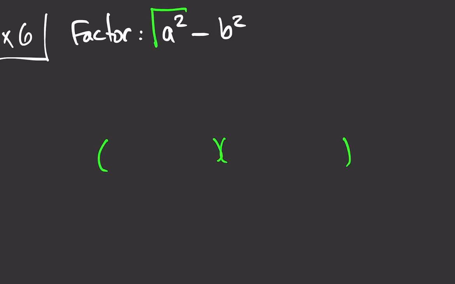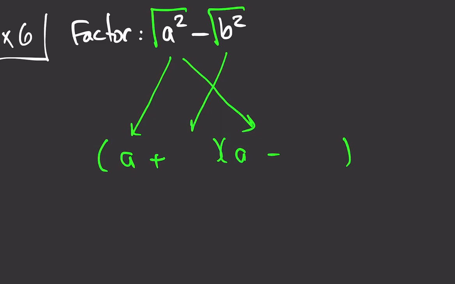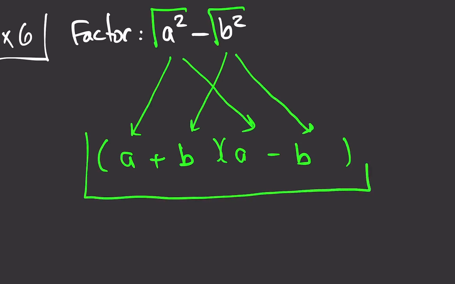Take the square root of that first term. Whatever that is goes in the first spot of each binomial. So in this case, there's going to be a and a. One sign's plus, one's minus. Then I take the square root of the second term, and that's going to go in the second position. So that's b and b. So our factored answer is simply a plus b times a minus b.